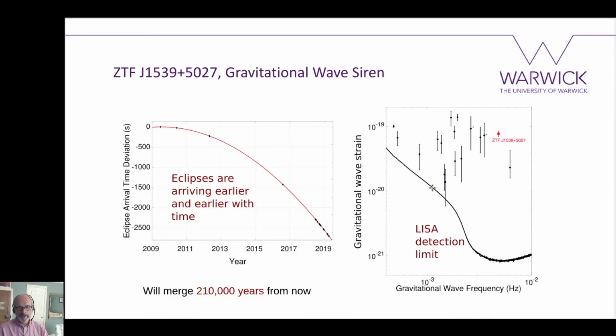And LISA, the line here is the detection threshold for LISA, and these are some of the sources that we already know about, or we're expecting many thousands more. These are some of the sources we already know of, and this is where ZTF 1539 plus 5027 is to be found. It's one of the strongest and shortest period sources, and it's also one of the ones best known, so we can really say that it's almost got to be exactly around here, and so it's a very, very useful source for testing LISA. And you can see that relative to the detection threshold, it's almost a factor of 100 above that. So it's a very high, what we call signal to noise source from that point of view.